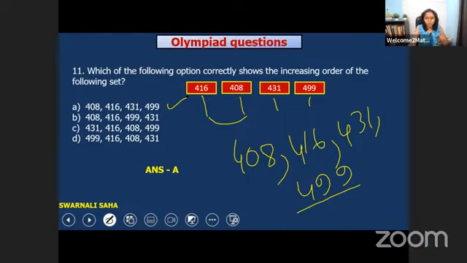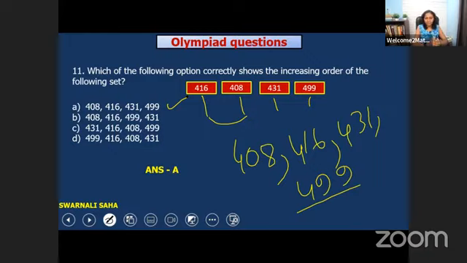Is it option A? No, someone is saying option D and C. No, option A is the right one, because 408 is the smaller one. We have to arrange the numbers in increasing order, that means smaller to larger. So 408, 416, 431 and then 499. Got it? Option A.